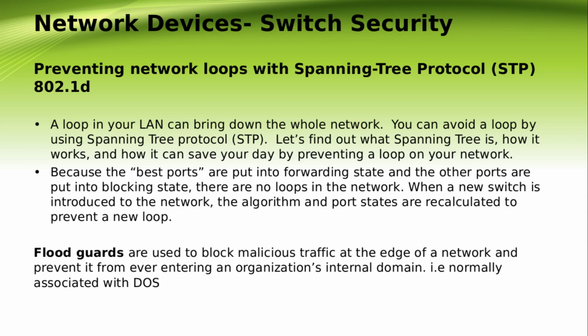at layer 3. So spanning tree could be termed a layer 2 routing protocol for a LAN, because it performs the same functions but for Ethernet networks regardless of IP addresses. Spanning tree is not an IP routing protocol but has similar functions for the data link layer 2. Then flood guard is one of the features used to block malicious traffic at the edge of the network and prevent it from ever entering an organization's internal domain. An example is normally associated with DoS.